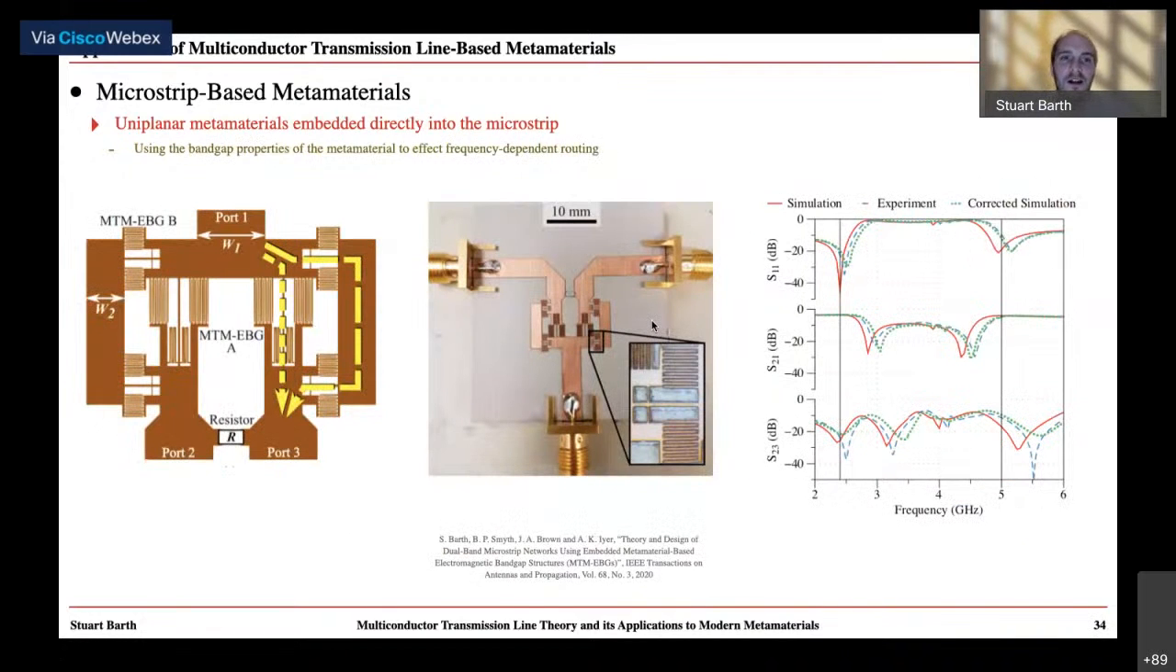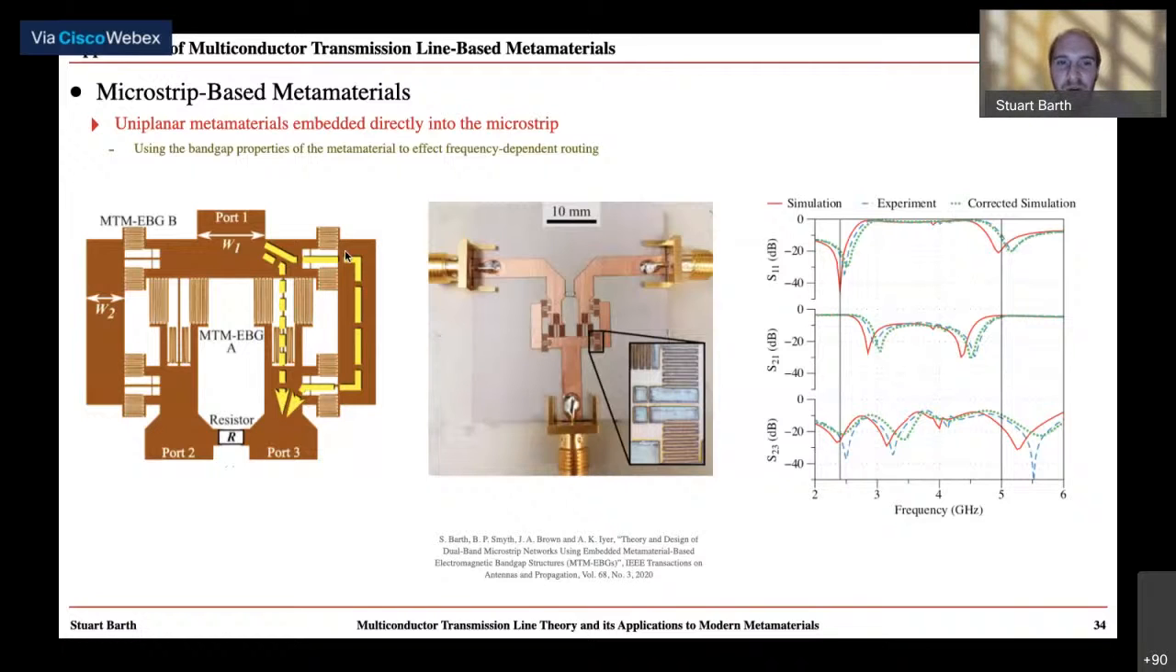Also developed are uniplanar metamaterials for use in networks which support multiple branches. This was done by my colleague, Braden Smith, and he showed that he could use the bandgap properties of microstrip lines embedded metamaterials to affect a sort of routing process, a frequency-dependent routing. So he showed that at one controllable frequency, he could cause the microstrip mode to propagate through this short dashed line that I'm highlighting, and it would not propagate through a longer section, even by this longer dashed line. And that was just by tuning the various properties of the bandgap structures.